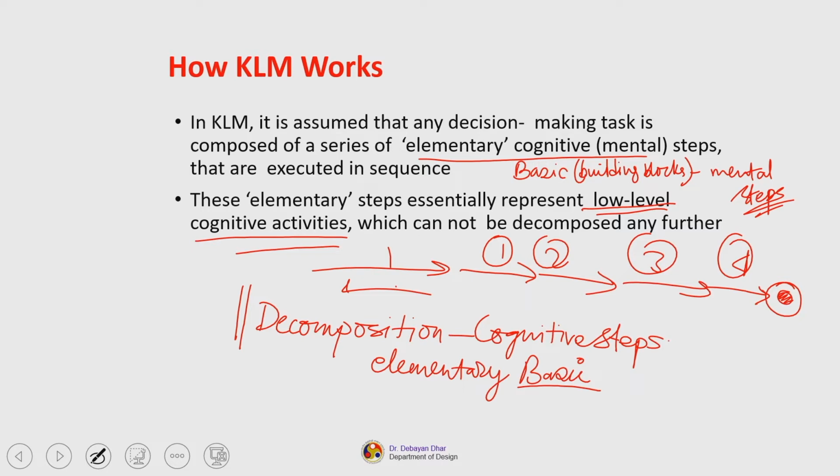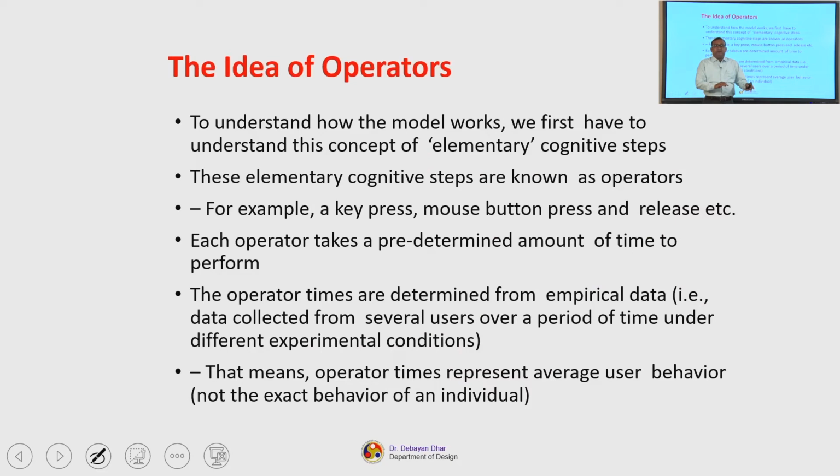Now, one way to understand that you have reached the optimum level is if you can no further break down that step into a more elementary level. That means you have reached that particular state, right. In order to decompose the task, we must understand the idea of operators. Now, what is an operator? To understand how the model works, we first have to understand the concept of elementary cognitive steps, basic cognitive steps, and these elementary cognitive steps are known as operators.